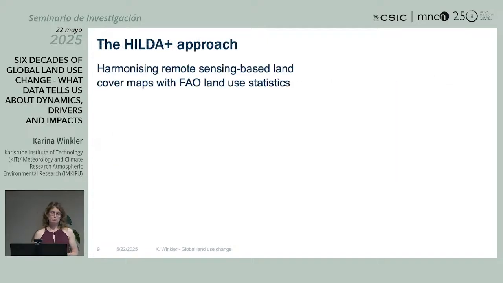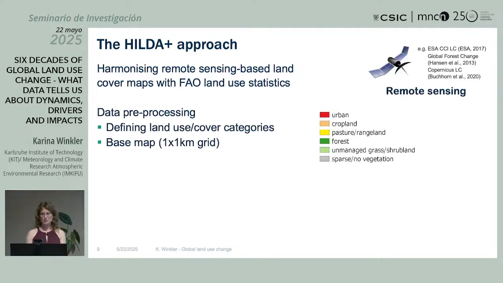Talking a little bit about the approach. So the data set is called HILDA Plus, Historic Land Dynamics Assessment. And as I already mentioned, we're bringing together two different worlds, the remote sensing and the land use statistics, mainly from the FAO database. And starting with the remote sensing side, we have so many data sets out there. There's so many data sets available that mainly contain land cover information.